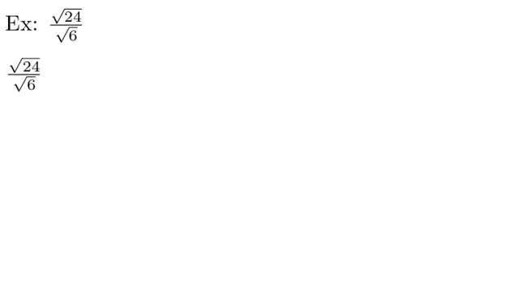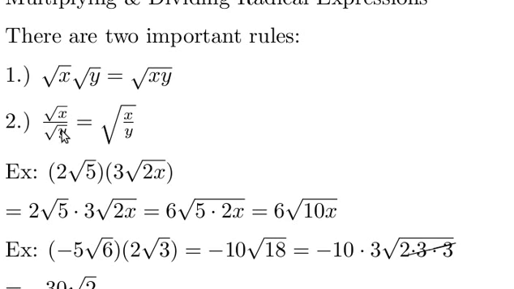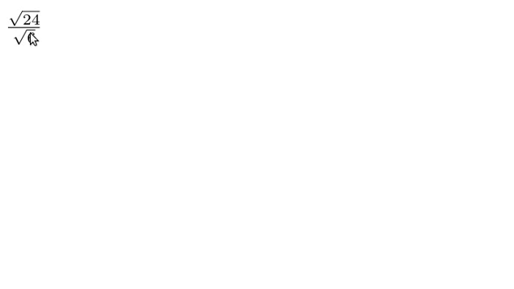But let's go ahead and copy this and put it on the next line. I like to recopy it sometimes. That way we know that we're on this line, we have more room to work with it. So remember from the quotient rule that we can rewrite this as a single radical. So we have the square root of 24 over 6.